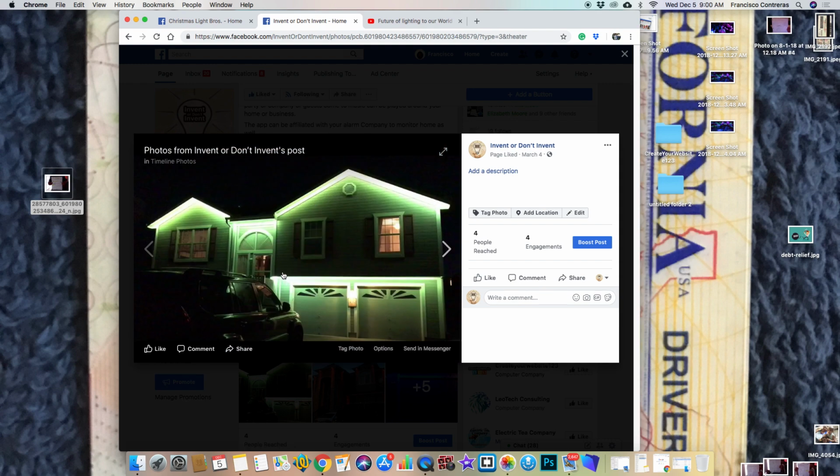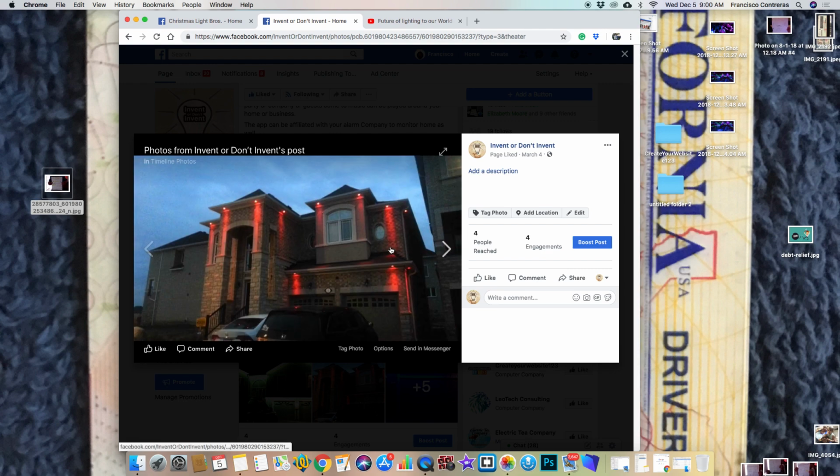This here is an existing home with that concept, with that idea. They really did it, or at least they did it in Photoshop. I don't know, but you guys get that idea. This is real. Someone actually did this.